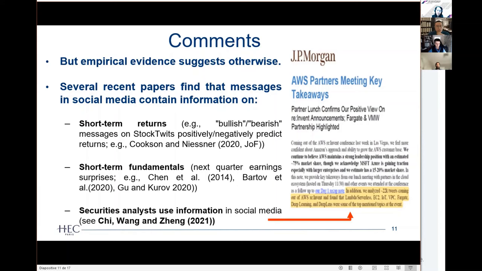And it seems as well that analysts, securities analysts, are following social media to extract information. In fact, in one of the papers presented in the conference today, the authors show that many analyst reports contain references to information contained in social media, which shows that analysts follow social media.